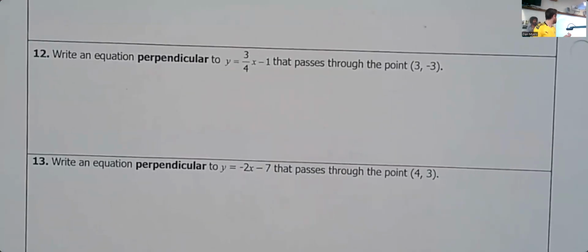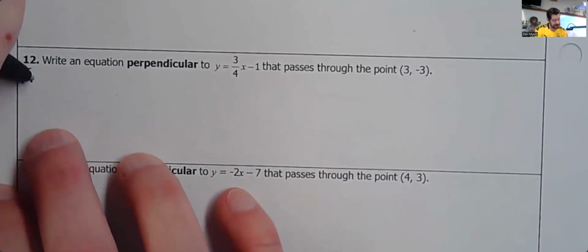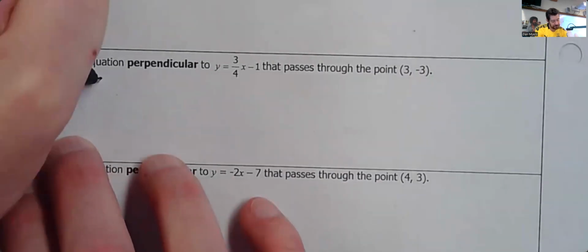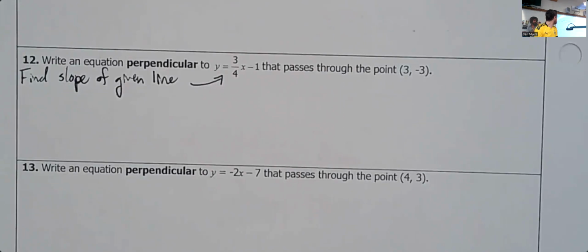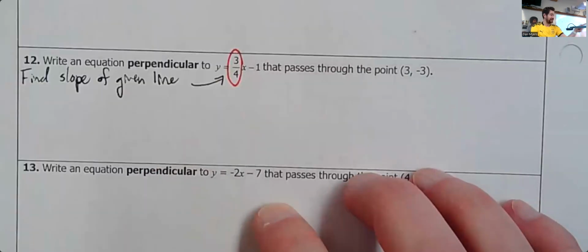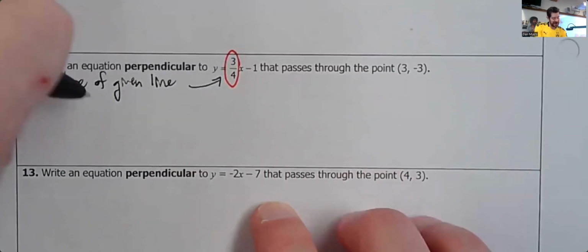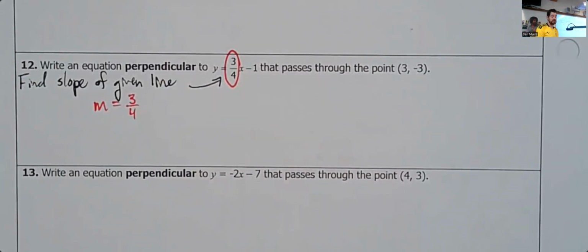And we're going to do the same thing that we did at the beginning of the problem. We need to find the slope of the given line. So here's the given line. What's the slope of that line? Slope of the given line is 3/4, yeah. So m equals 3/4. The given line has a slope of 3/4.